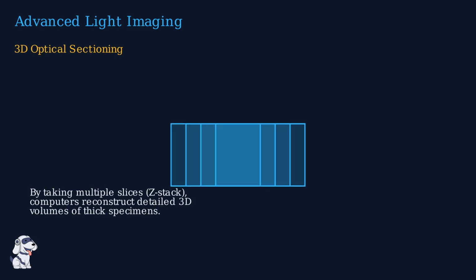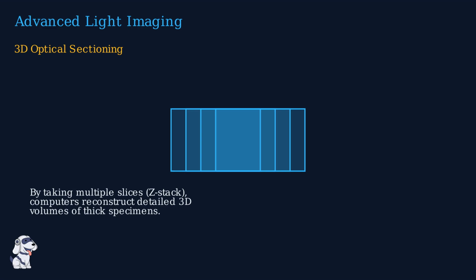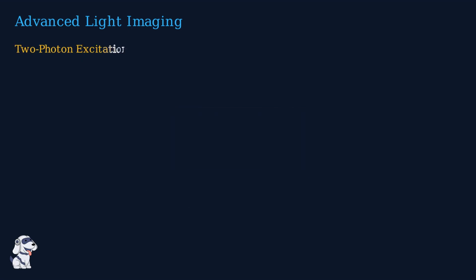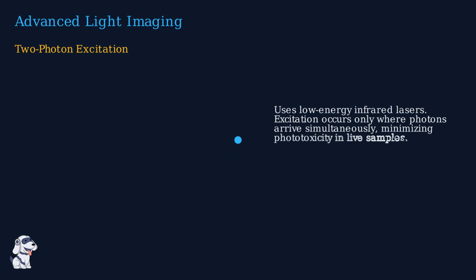By capturing thin horizontal slices at different depths, known as a Z-stack, advanced software can reconstruct highly detailed 3D structures from thick biological specimens. Two-photon microscopy uses longer wavelength infrared lasers. Excitation happens only when two photons strike the same fluorophore simultaneously. Because this only occurs at the tight focal point, it enables deeper imaging into tissue with minimal damage to live samples.